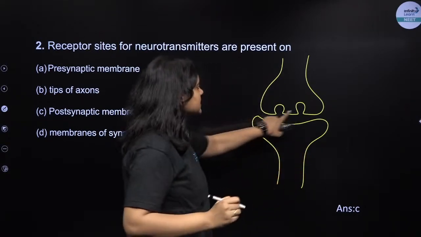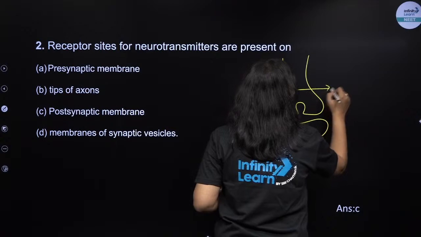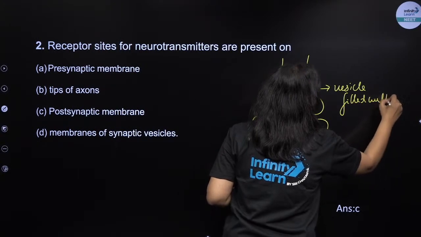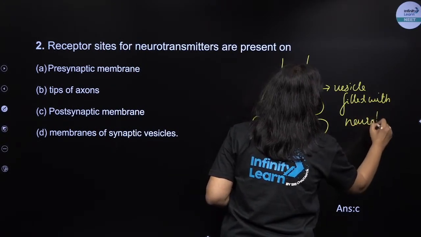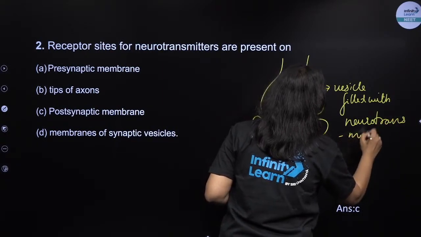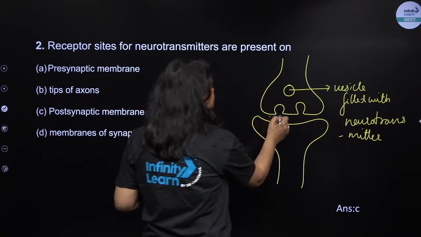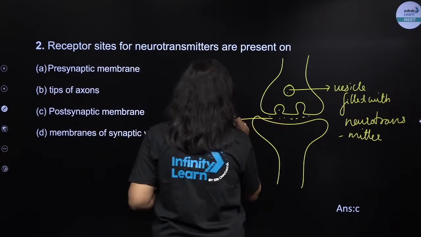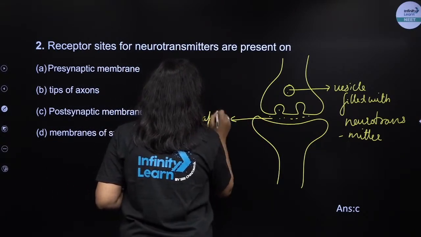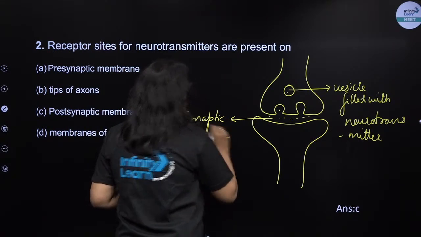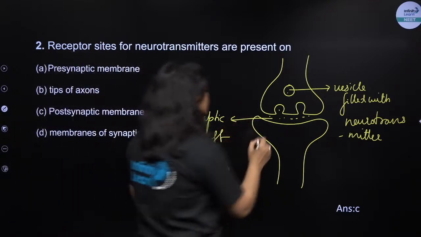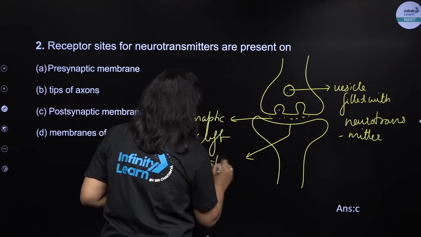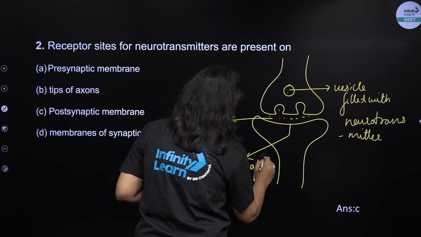Okay, so this is the vesicle that is filled with neurotransmitter which is released in this region, which is known as the synaptic cleft, isn't it, in case of a chemical synapse, and this is the post-synaptic membrane.